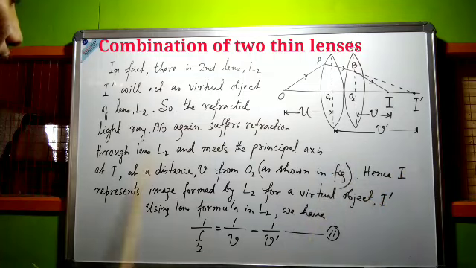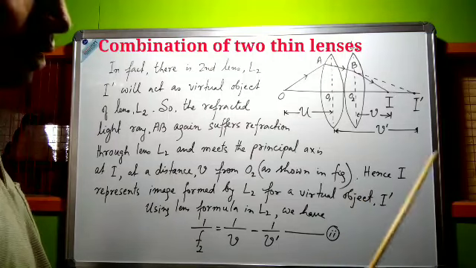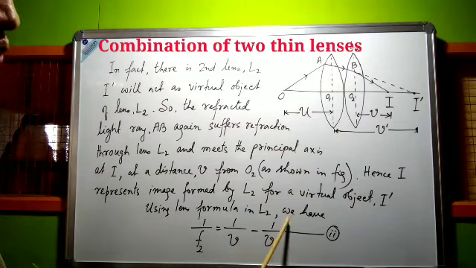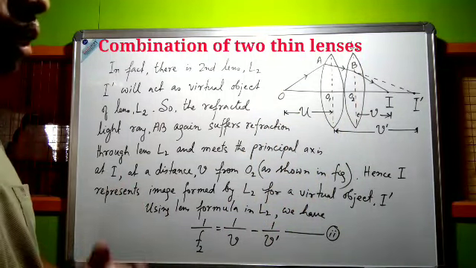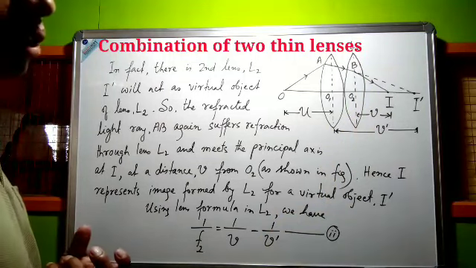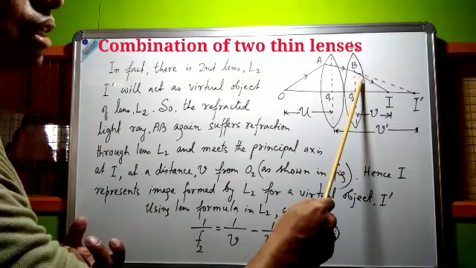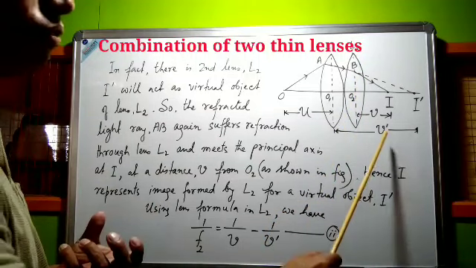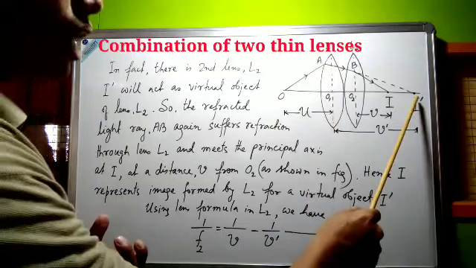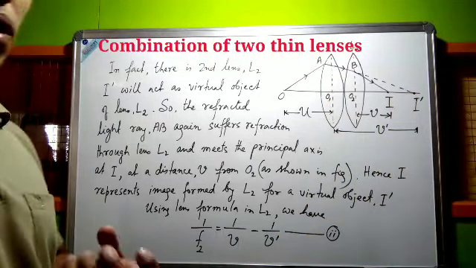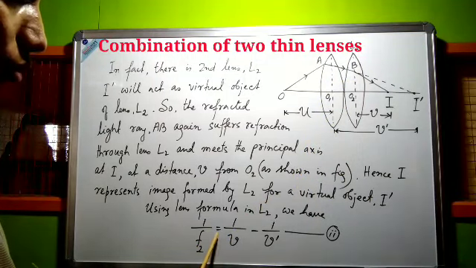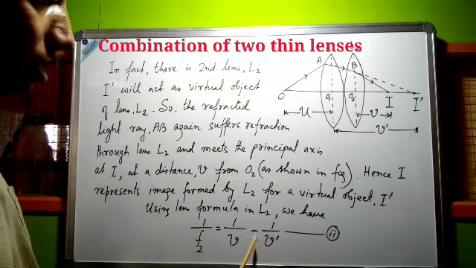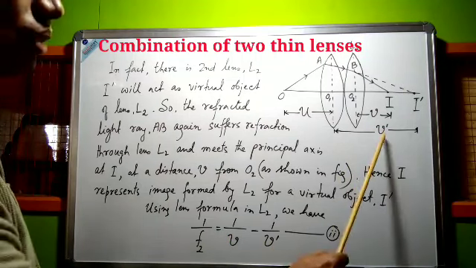Hence capital I represents the image formed by lens L2 for a virtual object I dash. Using the lens formula for L2, we have 1 by f2 equal to 1 by v, that is image distance, minus 1 by object distance, that is v dash.